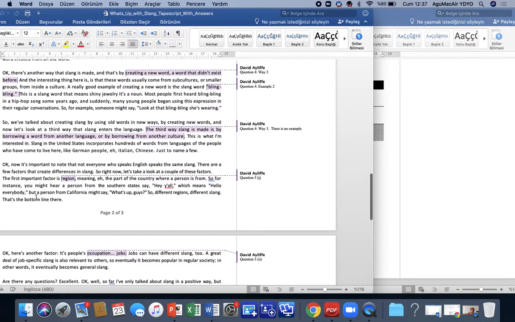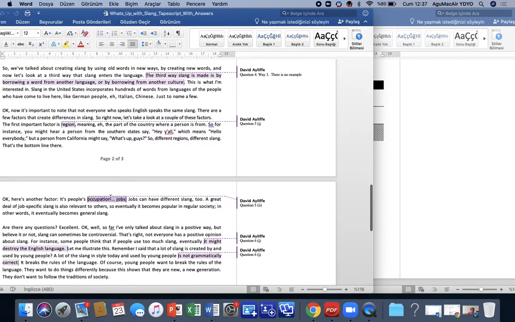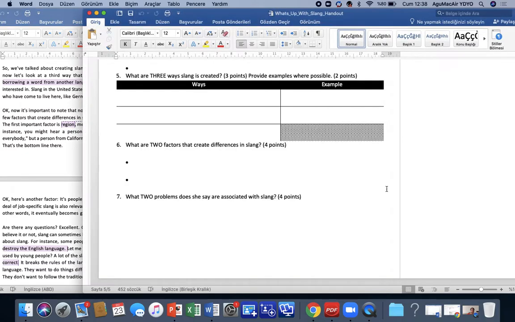And the second factor is occupation, right? So jobs. And you may write some more information about this. Jobs can have different slang. A great deal of job-specific slang is also relevant to others. So eventually, it becomes popular in regular society. So you may write some details from here. And the last one, what two problems does she say are associated with slang?